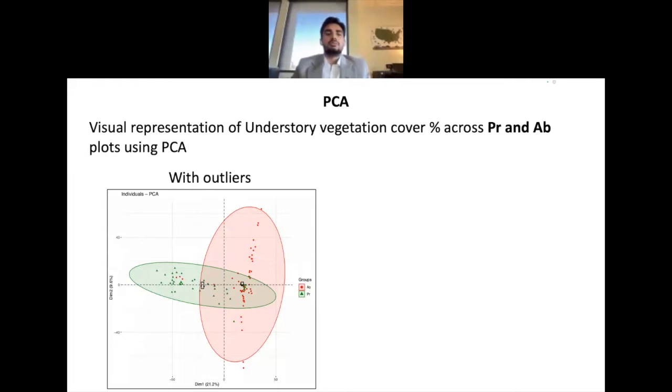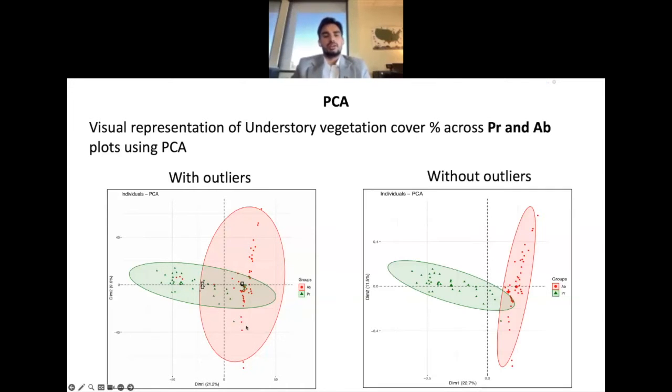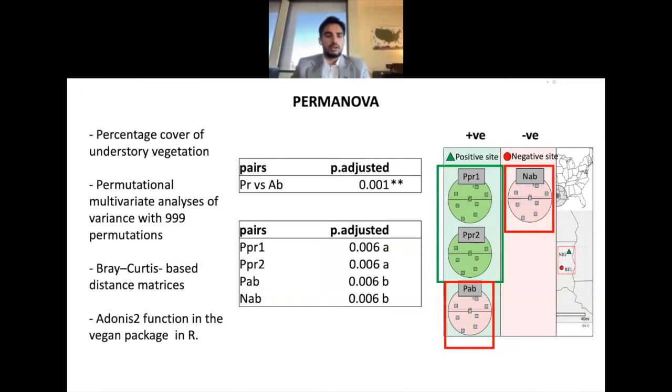So then we did PCA analysis, which is also called principal component analysis, using the presence and absence data. Here we see that the green shows the presence and red shows the absence. Both are overlapping, and this is because of the outliers. When we remove the outliers, we see both groups are pretty much distinctive. And from here onwards, we analyze our data without outliers.